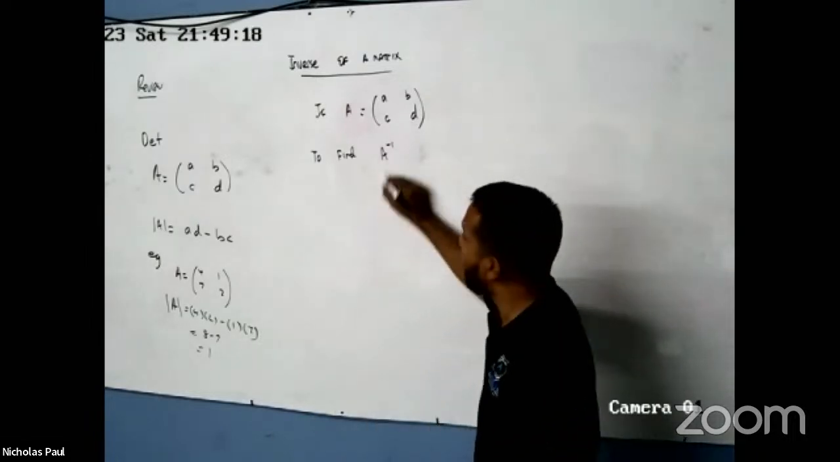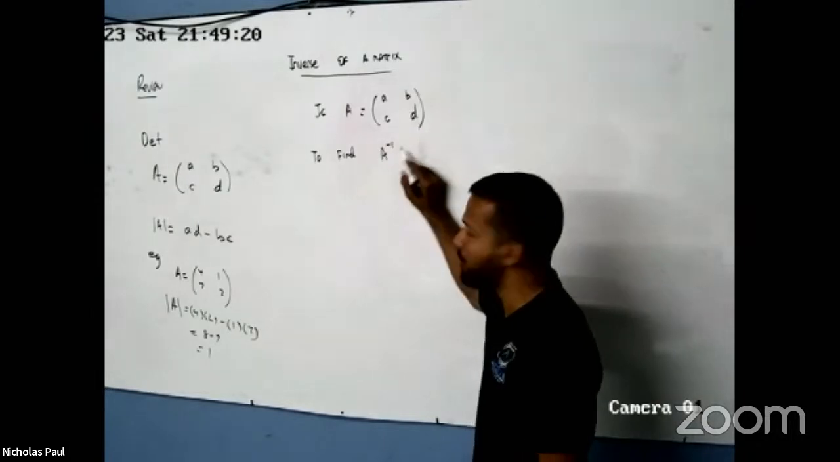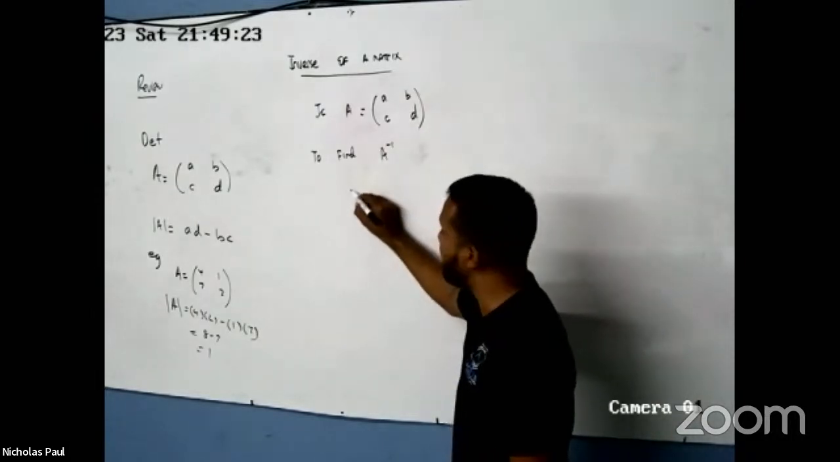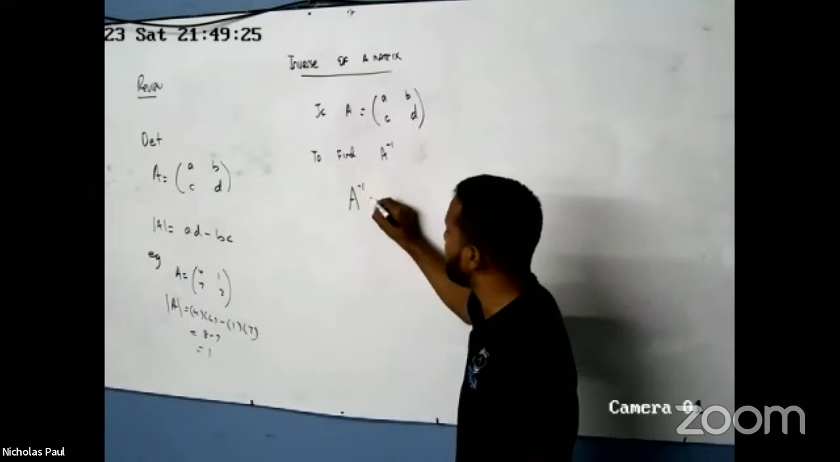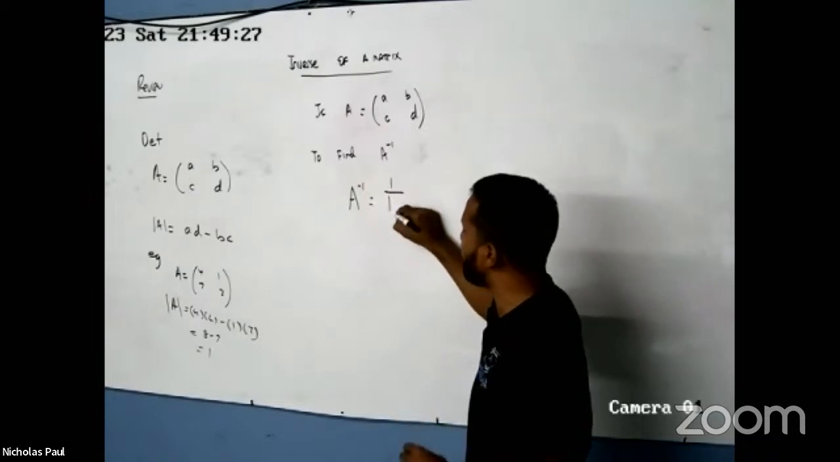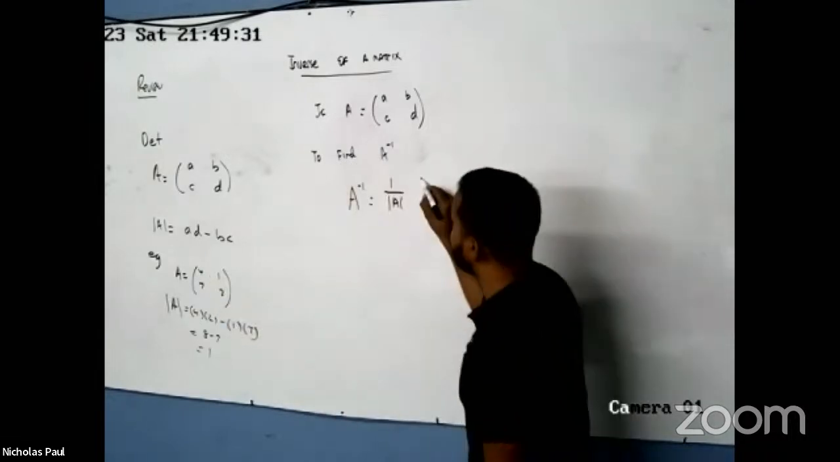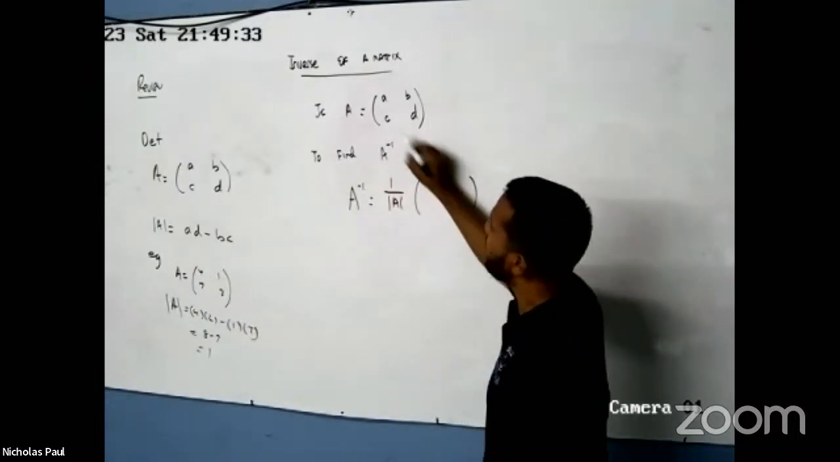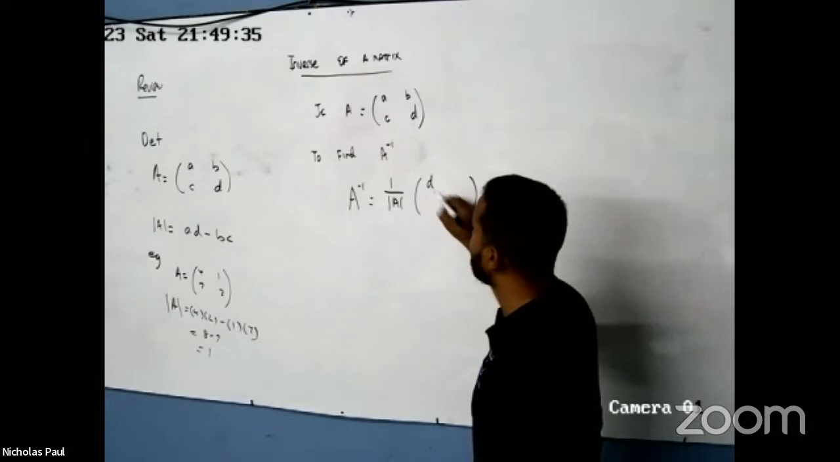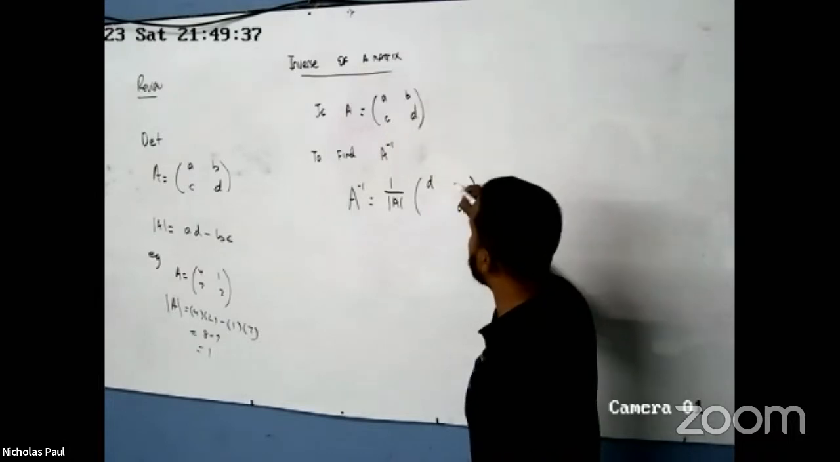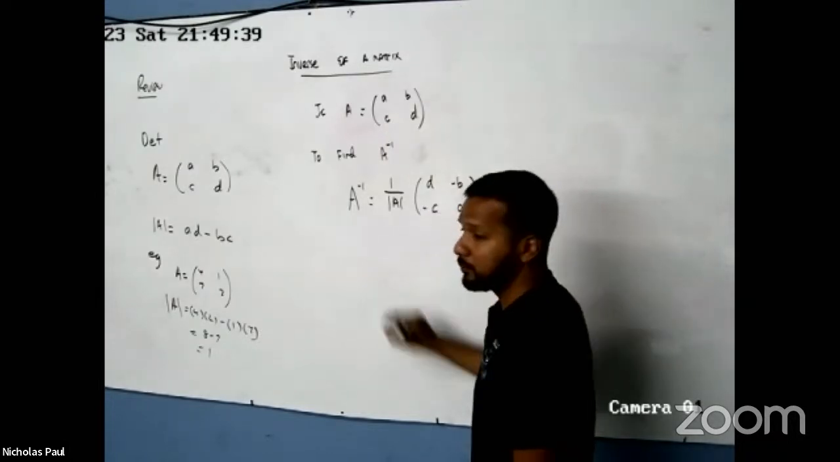So find the inverse of a matrix. Right. So to find the inverse of a matrix, real simple. A inverse is 1 over the determinant, the determinant is the same thing here, by something called the adjoint. The adjoint is where we switch around the D and the A and we put a minus by the B and the C. That's it.